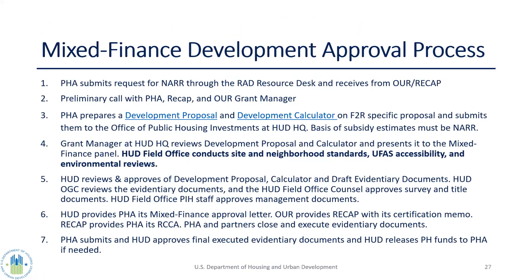Okay, so let's go through the whole process. So first, the housing authority needs to submit the NAR request through the RAD resource desk. That then notifies both our office and the recap office. There's usually a preliminary call that includes both the PHA and recap and the OUR grant manager. After that call, the housing authority, hopefully after you've explored some of your financing options, will prepare the development proposal and development calculator specifically for Faircloth-to-RAD, and submit them to our office for review. So the grant manager at HUD then would review the development proposal and present it to the mixed finance panel. The thing that we want to really call out that you need to make sure that you also coordinate on a parallel track is that the HUD field office has to conduct a local site and neighborhood standards review.